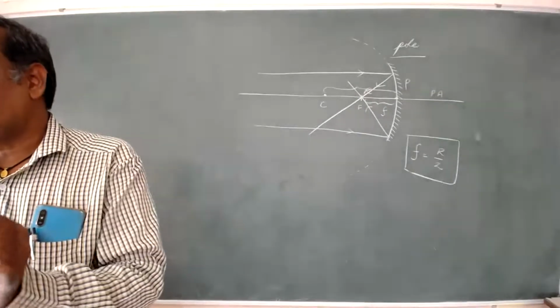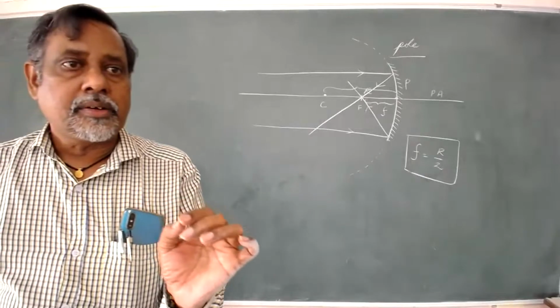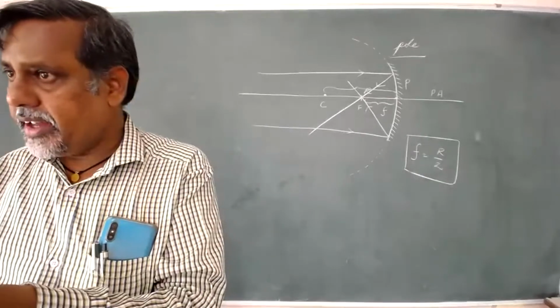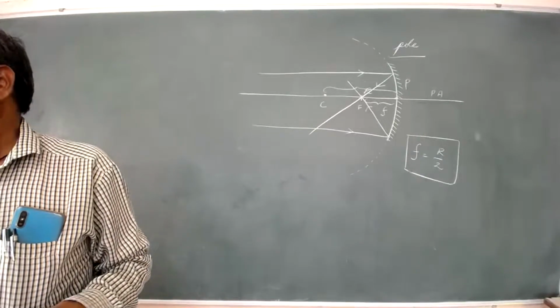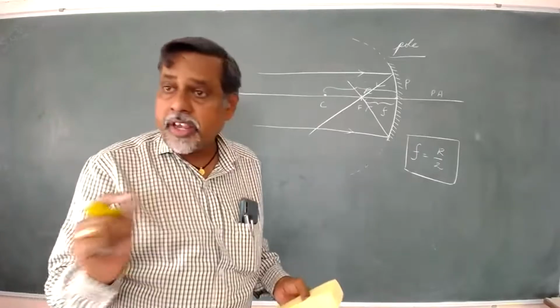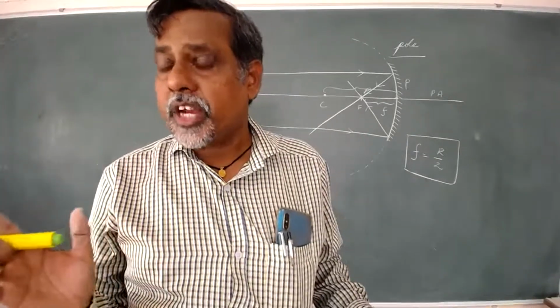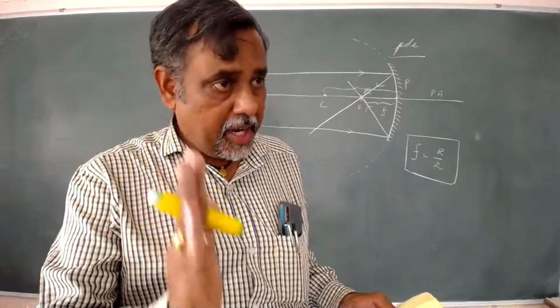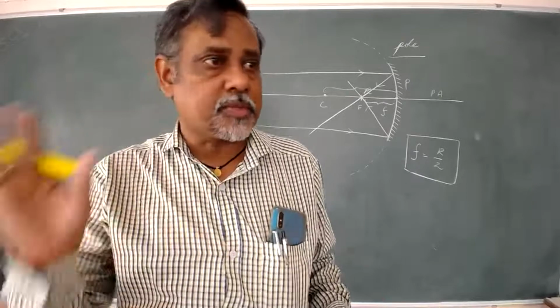Got it? Okay. When the object is beyond the center of curvature, where will the image get formed? The image is between the focus and the center of curvature, which is real, inverted, and diminished. Not highly diminished, but diminished. Correct? Highly diminished means point size. Okay. When the object is at the center of curvature, then where will the image get formed? At the same point, the center of curvature, which is real, inverted, and of the same size.